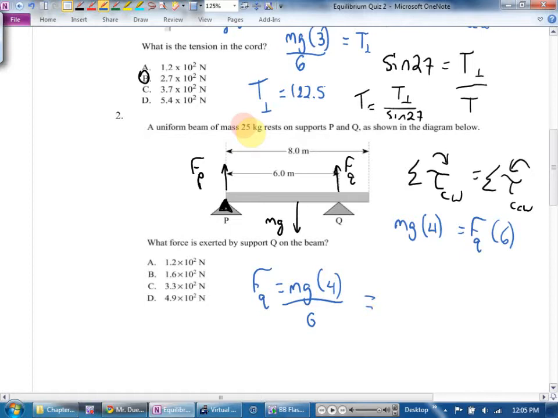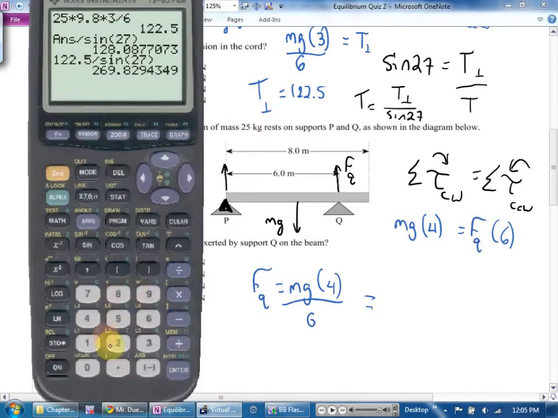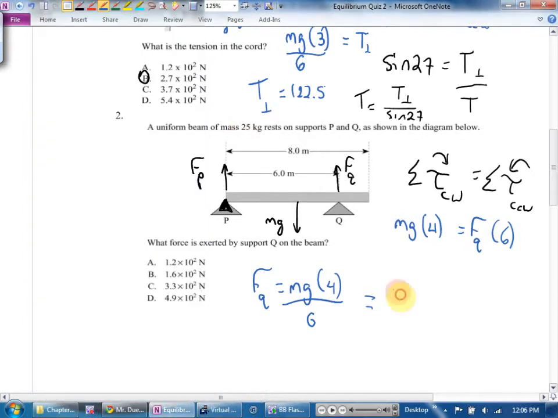25. Oh, heck, I was going to try and do it in my head. I'm going to use a calculator. You get 163.3 repeating. 163 newtons. Also B.